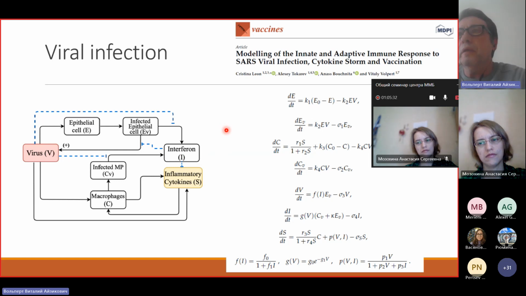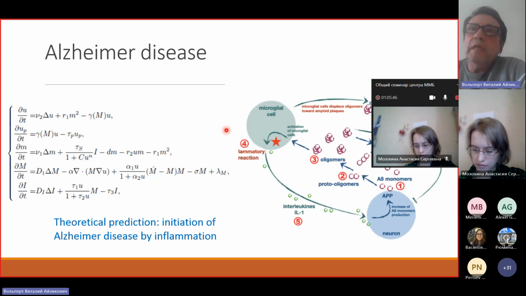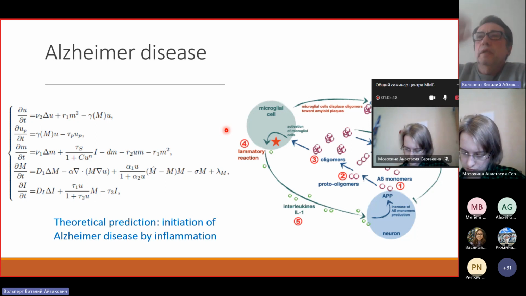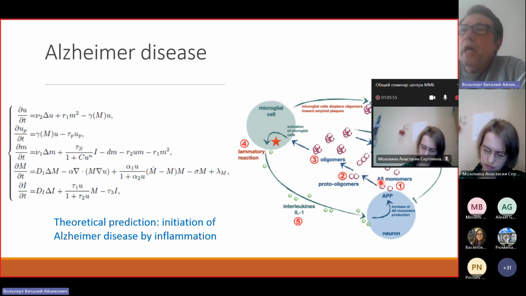Unfortunately, I cannot discuss it in much detail now. Of course, inflammation plays a very important role in neurodegenerative diseases, and we have studied this for quite a long time for Alzheimer's disease. Here, the stimulus which initiates inflammation is related to amyloid beta monomers with a wrong configuration.